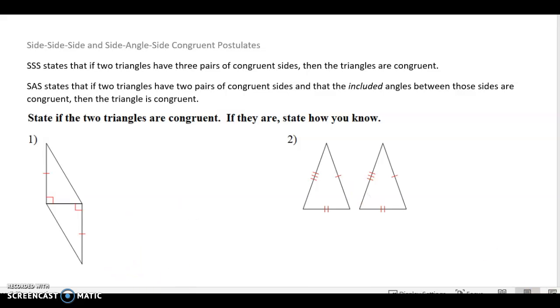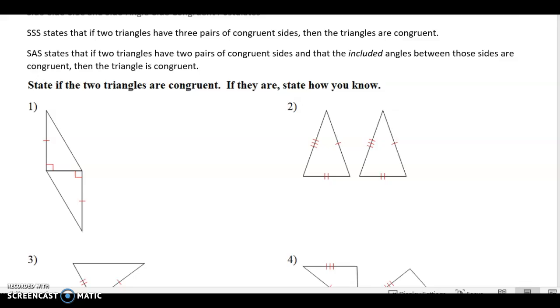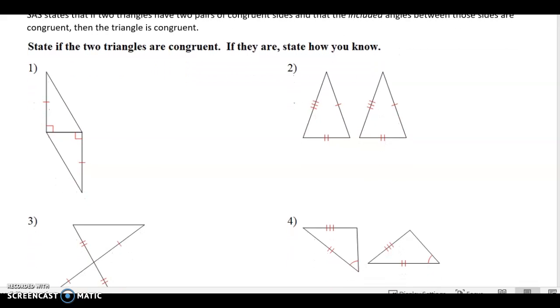For our first question, it says to state if the two triangles are congruent. If so, state how you know. Alright, so my how you know here is going to be SSS or SAS.